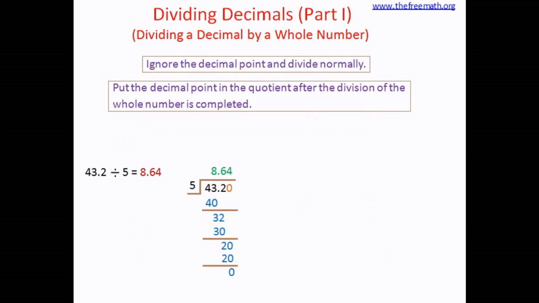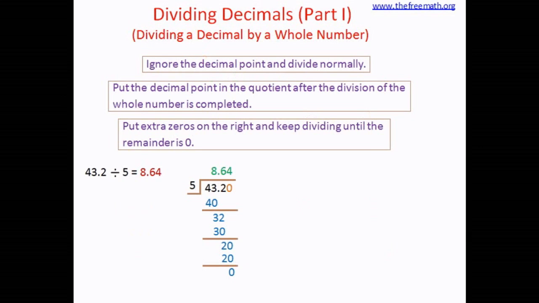So what's the new step we learned here? We learned that we put extra zeros on the right and keep dividing until the remainder is 0. Let's check one more example of the same type. Divide 25.7 by 10. Start dividing normally. 10 twos are 20. 5 is the remainder. Now the division of the whole number part is complete. So let's write the decimal point in the quotient and bring down 7. 10 5s are 50. 7 is the remainder.